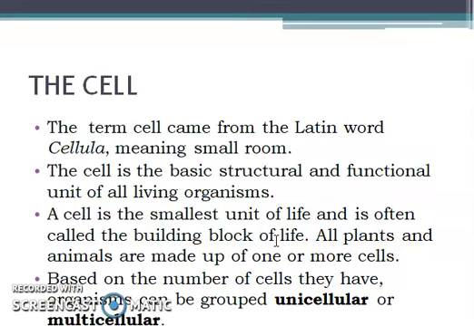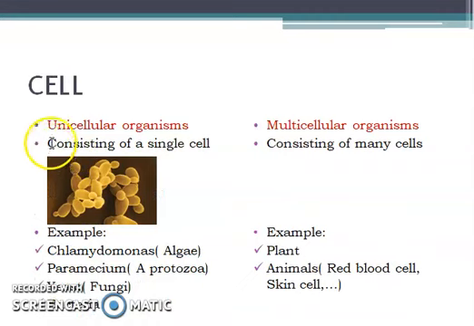So based on the number of cells, we can classify organisms into two: unicellular organisms and multicellular organisms. Unicellular, as the name indicates, are made up of one cell. Multicellular means having many cells. Unicellular organisms consist of a single cell, for example Chlamydomonas, algae, protozoa, fungi, yeast, and bacteria. These are composed of one cell.